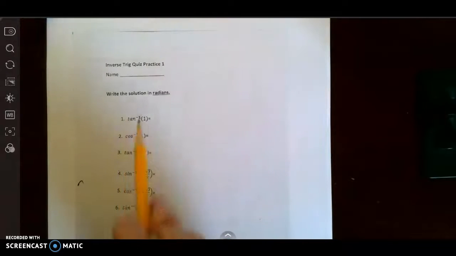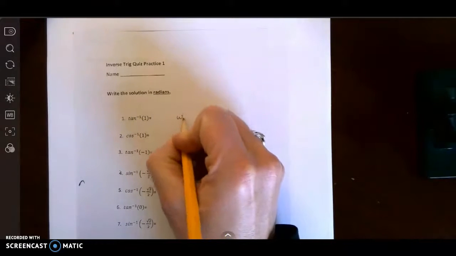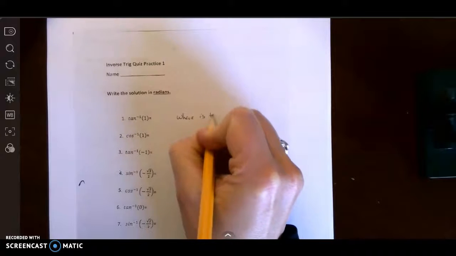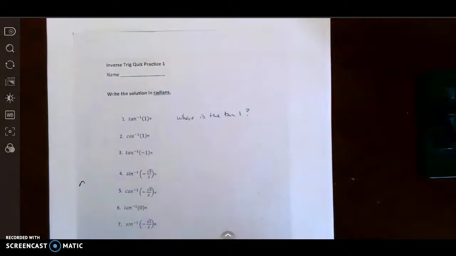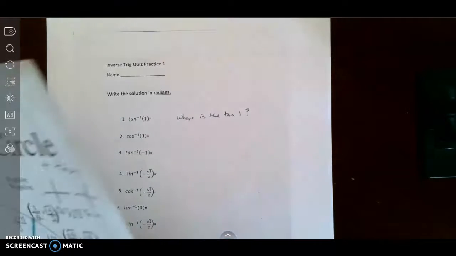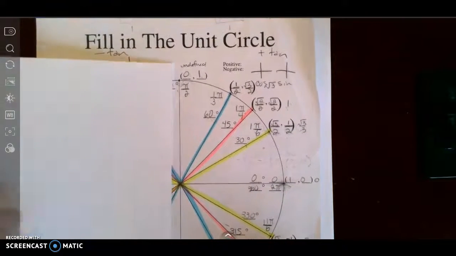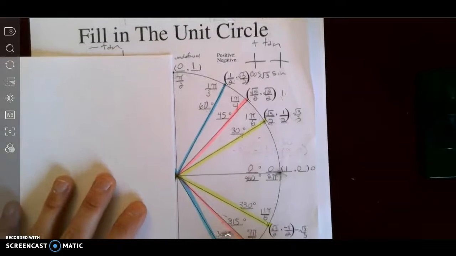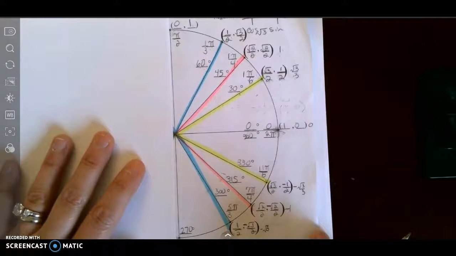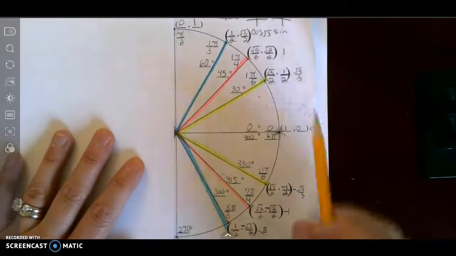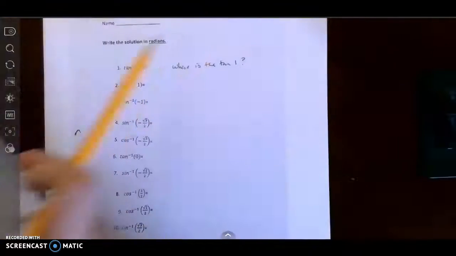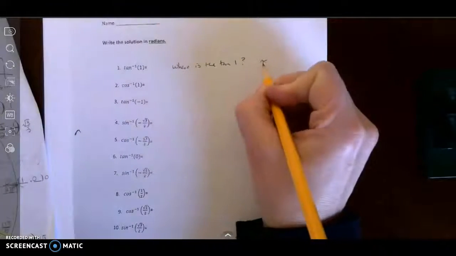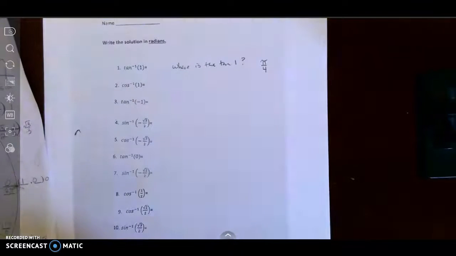So inverse tangent of 1 means where is the tangent 1? And whenever we're dealing with inverses, we're on our limited unit circle. For tangent, that's on just the right side of the unit circle. And I want to know where the tangent is 1. The tangent's on the outside of the unit circle. And right there I see a 1, and that's at pi over 4. So my answer is pi over 4.